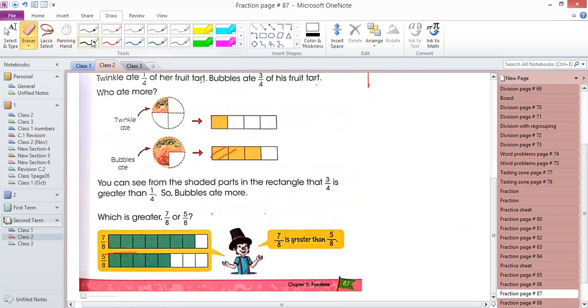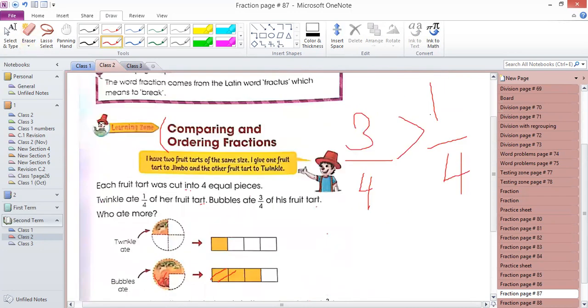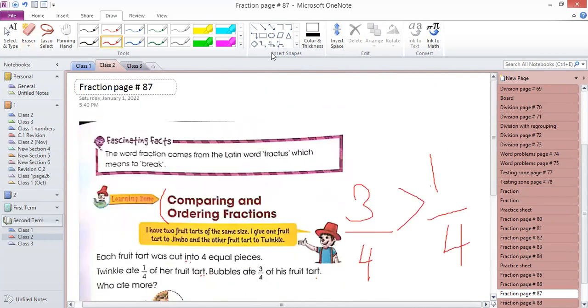Look here, guys, 7/8 or 5/8. The denominator is the same here. So 7 is bigger. 7/8 will be bigger than 5/8. And that's true. 7/8 is greater than 5/8 because 5 is smaller. So 5/8 is smaller than 7/8. Is it clear, guys?